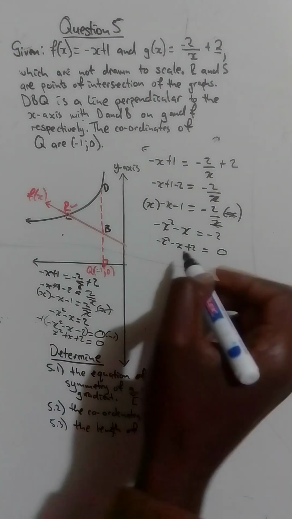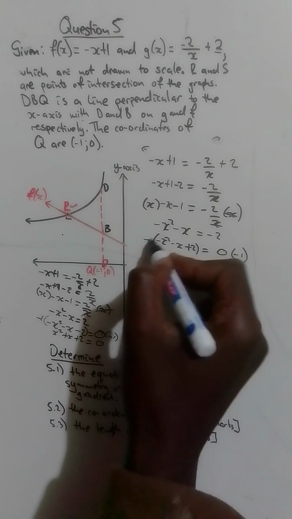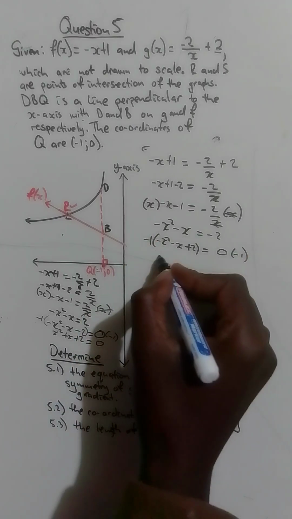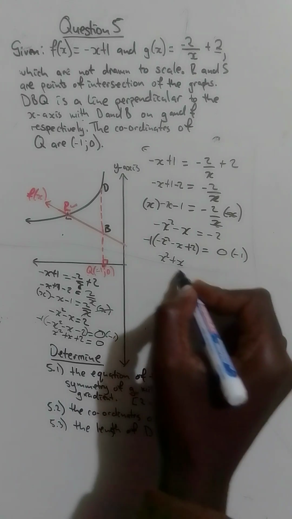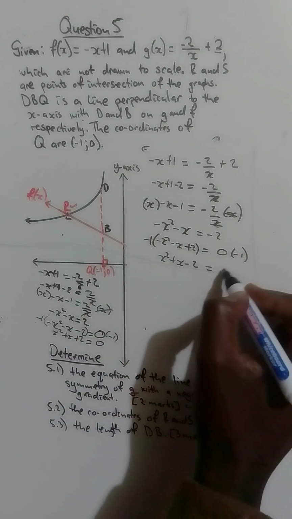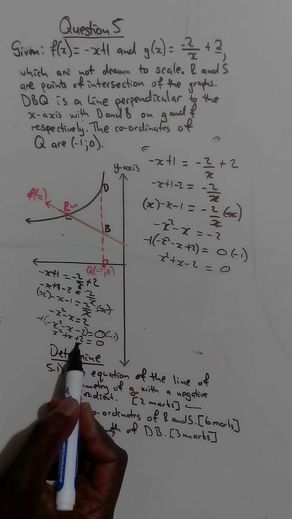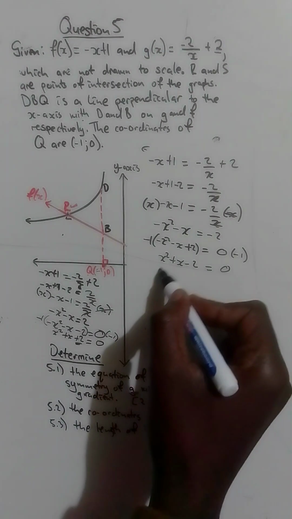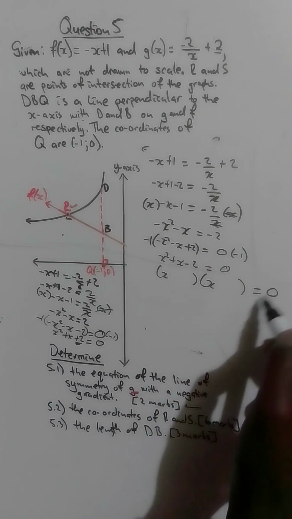Now I don't want to work with this, so I multiply throughout by negative 1. Negative and negative, that's a positive x squared. Negative and negative, that's another positive x. And negative times positive is a negative 2, which equals 0. Check. That's where the mistake was. Now I say that I've got x and x, which are equal to 0.